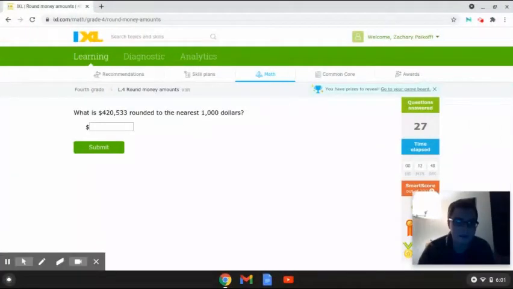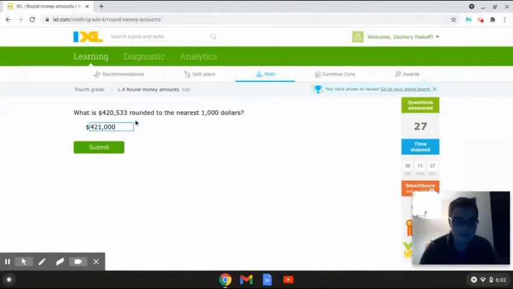Okay, so this next problem reads, what is $420,533 rounded to the nearest $1,000? All right, so in this problem we are given $420,533, and the number 0 is the number that we're going to be looking at, which is the key digit. So that will be the number that we're going to be rounding to. And if we look to the right of the number 0, we have the number 5, and the number 5 is bigger, so that tells me that this number is going to round up, and it will become 421,000.